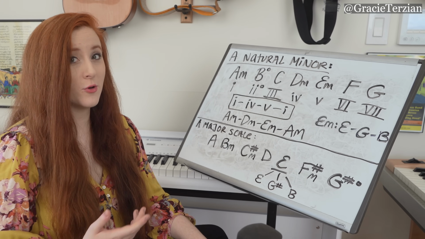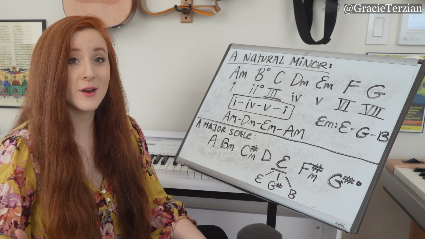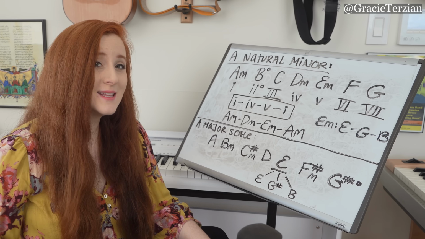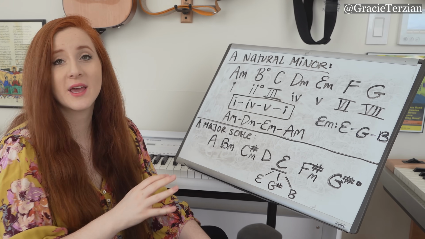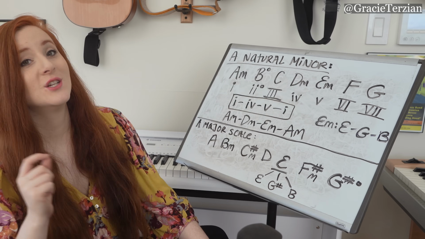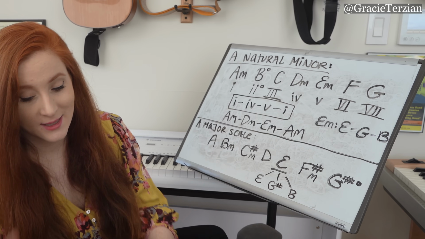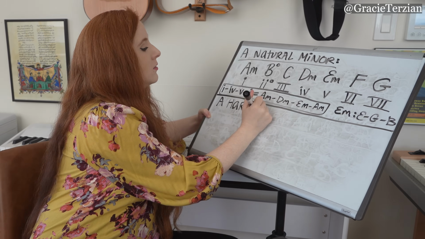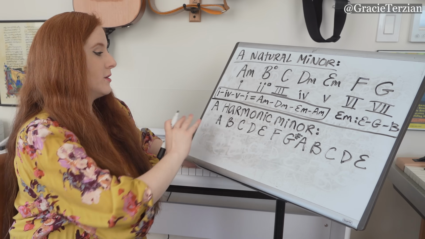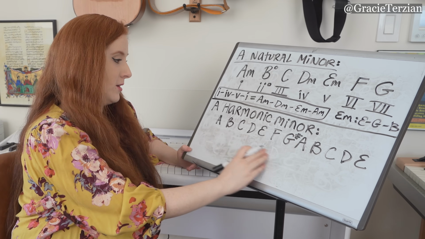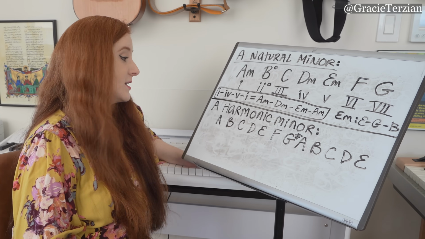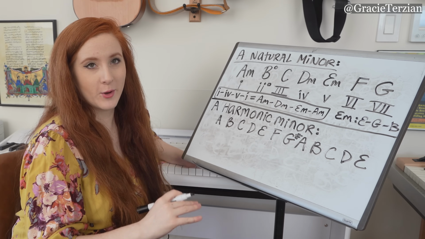Which brings me to the A harmonic minor scale. Because the A harmonic minor scale is exactly the same as the A natural minor scale, but it has the note G sharp instead of the note G natural, okay? Let me show you. Okay, so here is my A harmonic minor scale. I didn't just stop at the G sharp, I kept repeating it because we're going to figure out the diatonic chords now of this scale, okay?